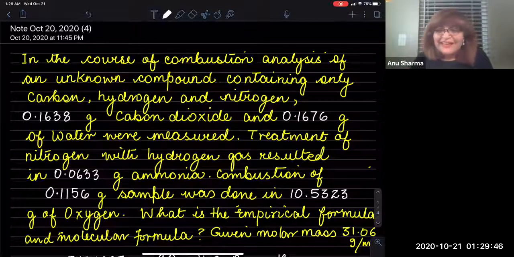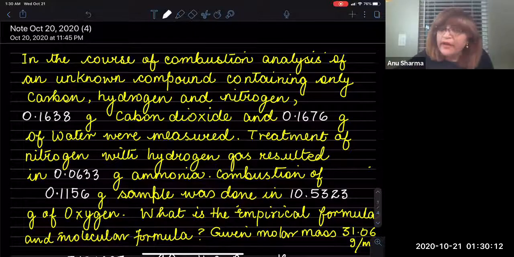Hi guys. So let's look at this problem. This is an elemental analysis problem, a combustion analysis problem, and you're being asked to find the empirical formula and the molecular formula. And what are you given? You are given the weight of carbon dioxide in grams, the weight of water in grams, the weight of ammonia in grams, and the weight of the sample in grams. And of course, there's a large excess of oxygen as well.